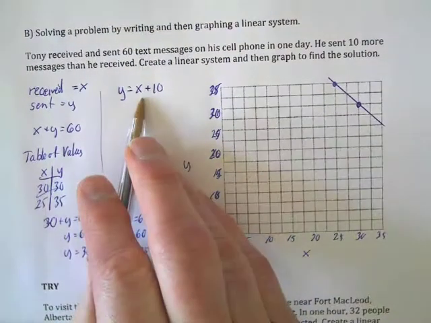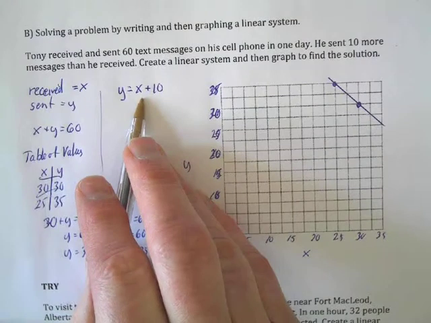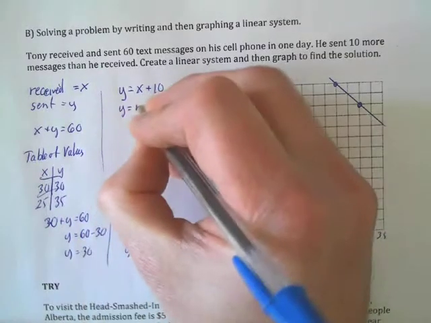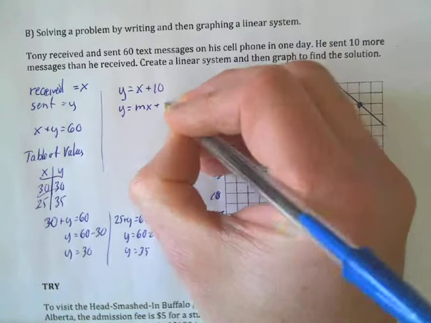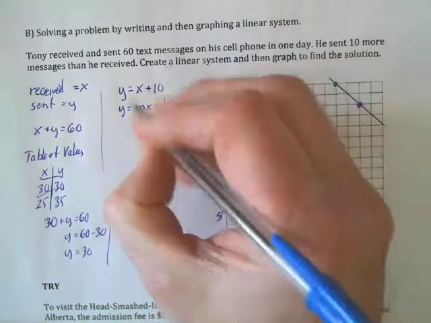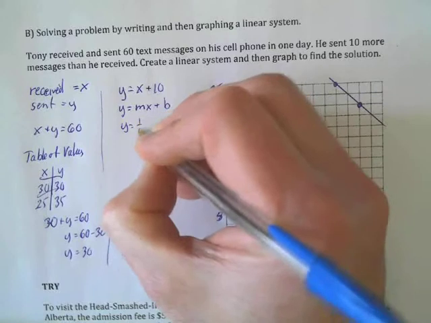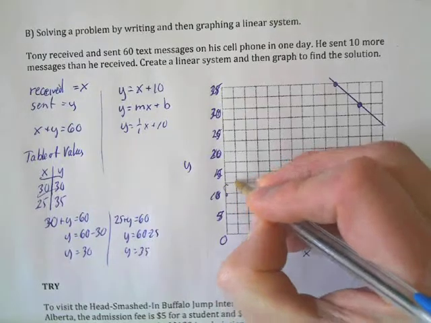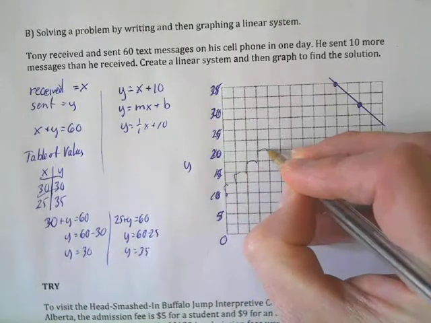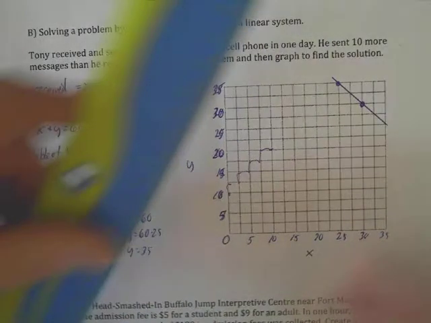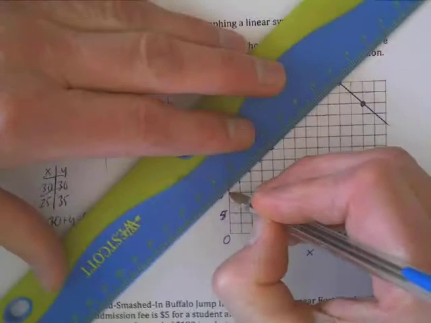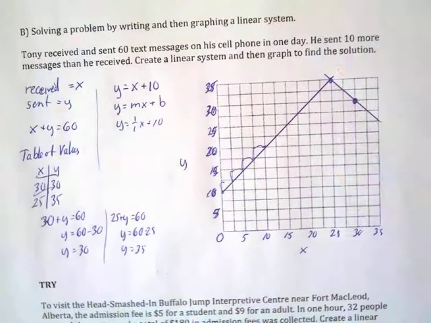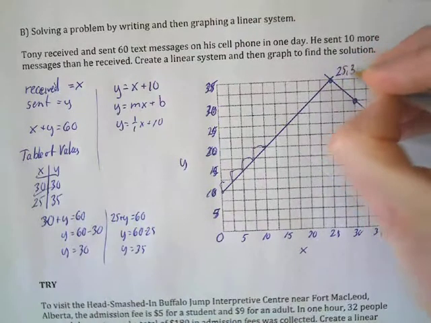Same thing here. I can see that I already have a y is equal to mx plus b. So I know my y is equal to 1 over 1x plus 10. So it starts at 10 and it goes up 1 over 1, up 1 over 1, up 1 over 1, up 1 over 1, like that. And then I can draw a line. I see it intersects at 25, 35.